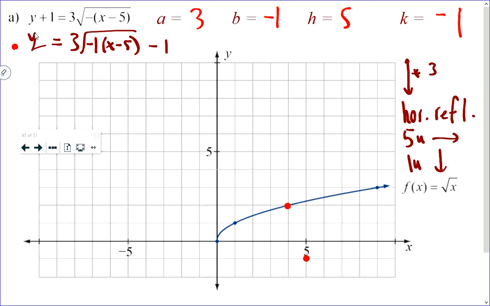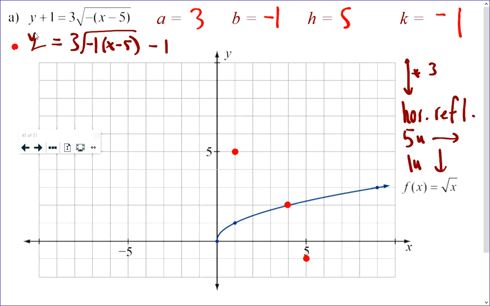Let's move on. I have a feeling I covered up a key point here by plotting that new point, didn't I? There was a key point that was here already. So the key point at (4, 2) is stretched vertically by a factor of 3. So now it is 6 away. It is reflected across the y-axis, and then it is shifted 1, 2, 3, 4, 5 to the right and 1 down.